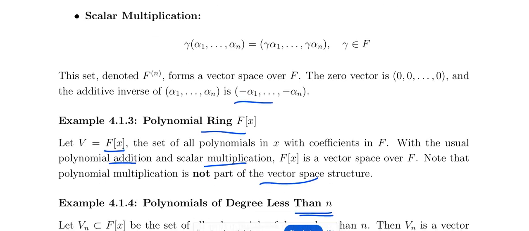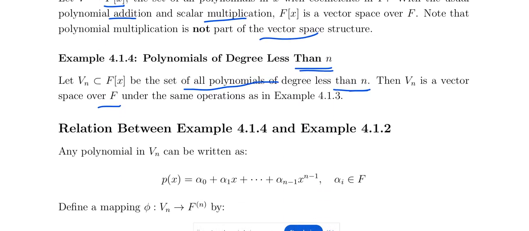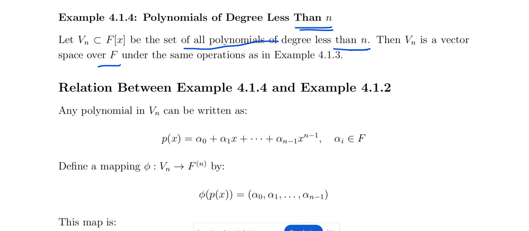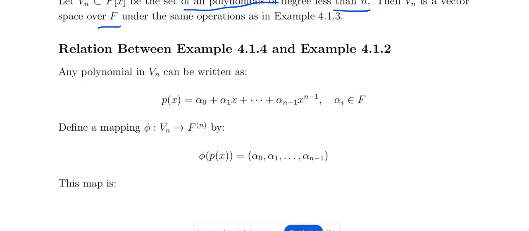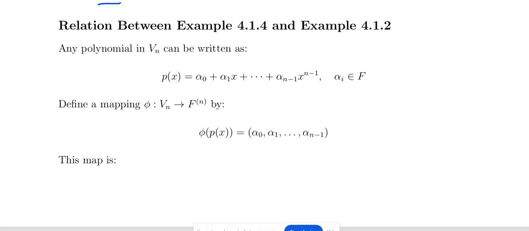So what is the relationship between the polynomials of degree less than n and n-tuples? Any polynomial in Vn can be expressed in the form p of x equals alpha naught plus alpha 1 x plus up to alpha n minus 1 x power n minus 1, where each alpha i belongs to F. When you define the mapping from Vn to F power n, pi of p of x maps to alpha naught, alpha 1 and so on up to alpha n minus 1.